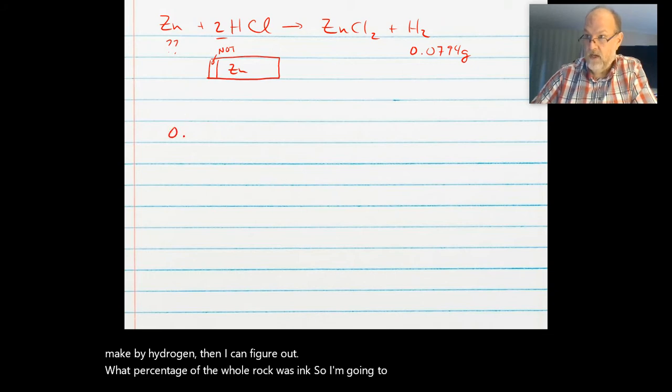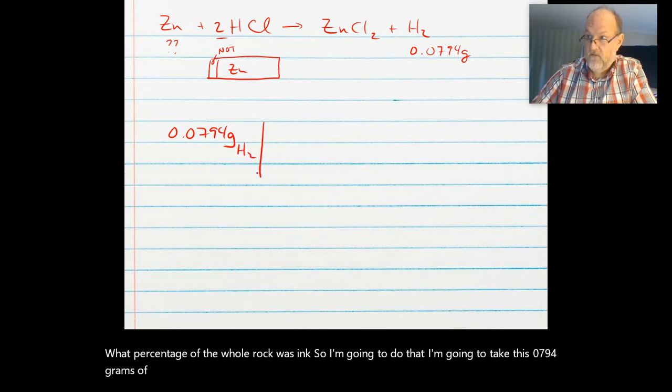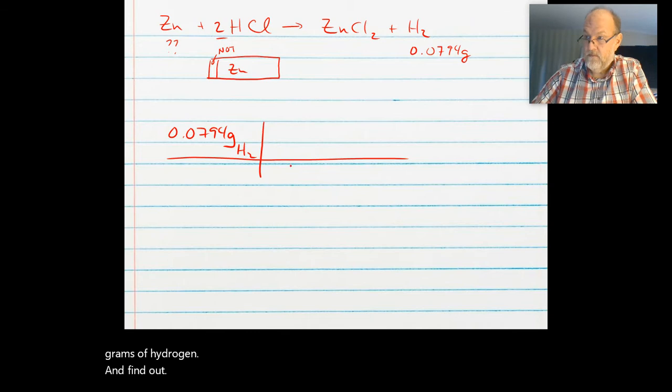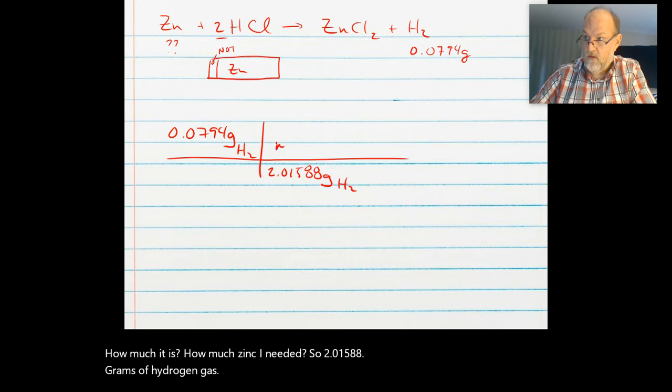I'm going to take 0.0794 grams of hydrogen and find out how much that is, how much zinc I needed. So 2.01588 grams of hydrogen gas for every mole of hydrogen gas.